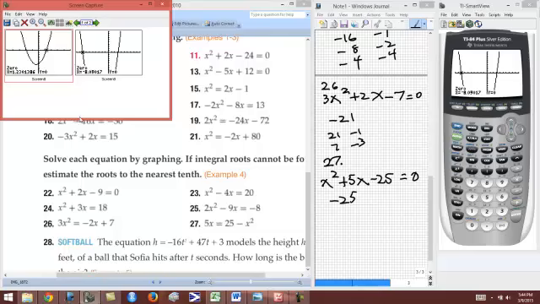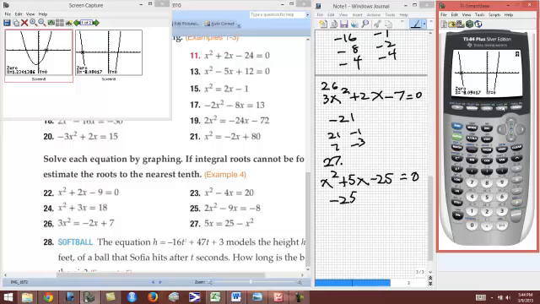Okay, and let's get the other 0. So I'm going to hit second, trace, and 2 for 0. Now I'm going to just push the right arrow and hold it down. I don't know if that'll work on your calculator or not. It works on mine because I'm on the computer. I think it'll work on yours.